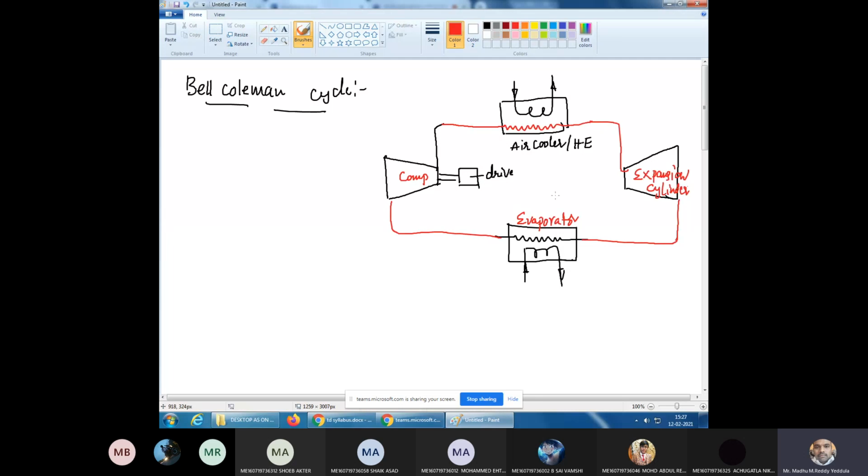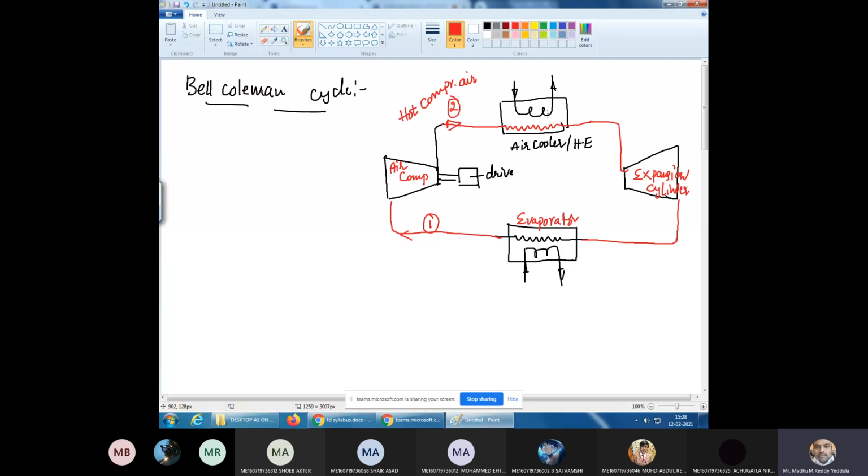So in the Bell-Coleman cycle, the working fluid is air. Okay, so we are using air as the working fluid. This is the air compressor. At state 1, it sucks the air from here, and this is compressed air. After the compressor, the pressure will be increased. Compressed air. Okay, and what is the condition of this one?